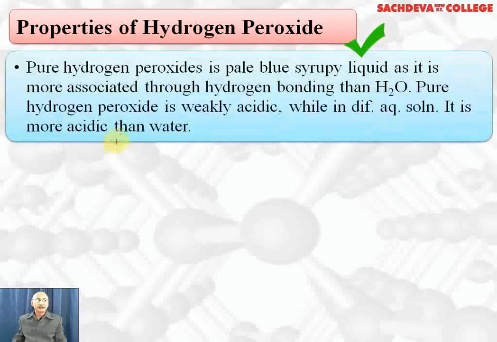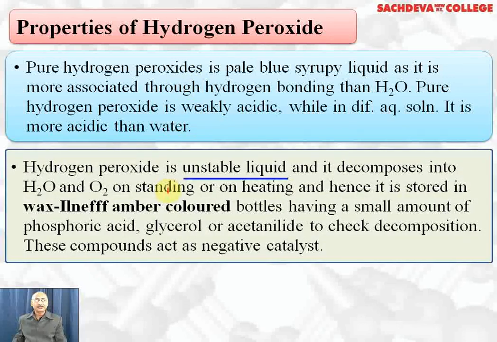Properties of hydrogen peroxide. Pure hydrogen peroxide is a pale blue syrupy liquid as it is more associated through hydrogen bonding than water. Pure hydrogen peroxide is weakly acidic, and in aqueous solution it is more acidic than water. Concentrated hydrogen peroxide is used as rocket propellant because it can give hydrogen as a fuel and oxygen as oxidizer. Hydrogen peroxide is an unstable liquid.